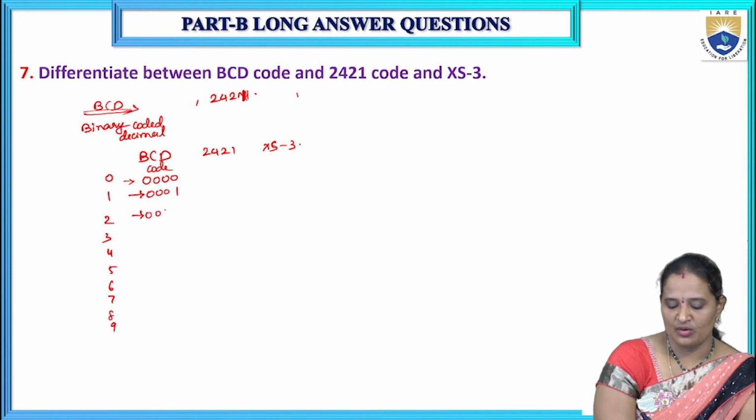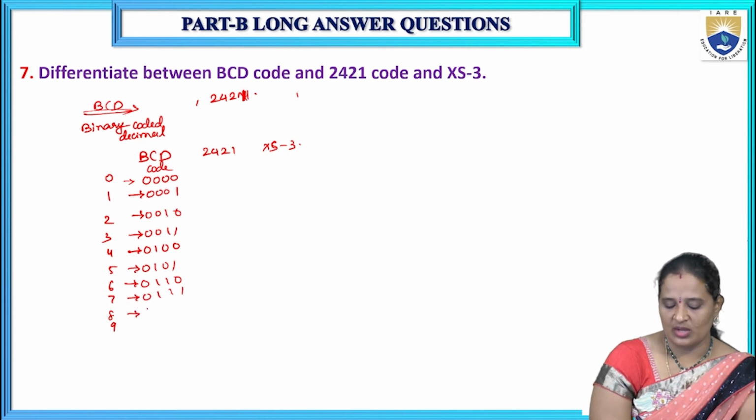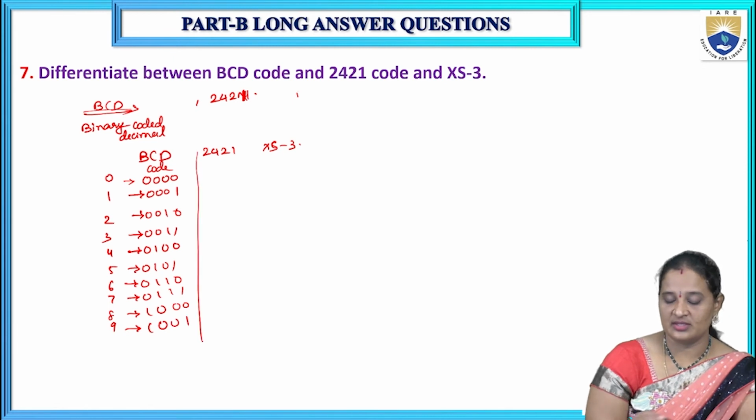Next 0, 0, 1, 0, 0, 0, 1, 1, 0, 1, 0, 0, 0, 1, 0, 1, 0, 1, 1, 0, 0, 1, 1, 1, 1, 0, 0, next 1, 0, 0, 1. Like this you have to write.